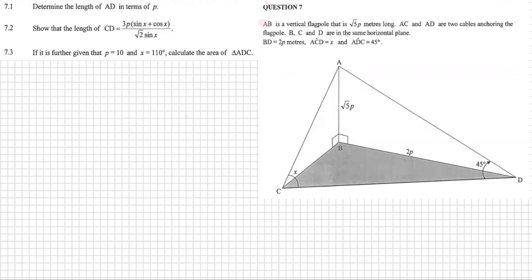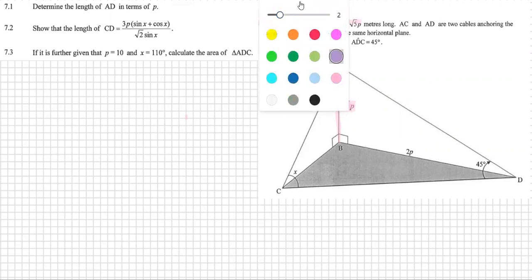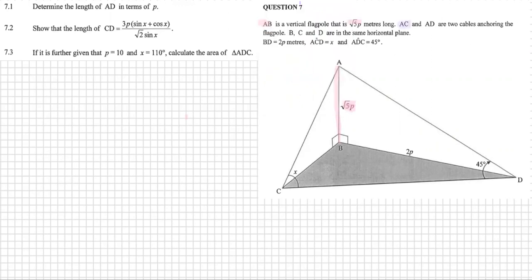So AB is a vertical flagpole. That is this length, so square root 5p meters long. AC and AD are two cables, so those are cables from the flagpole to the ground. B, C, and D are in the same horizontal plane. So that just means that the shaded triangle is on the floor. So horizontal, it's on the floor.